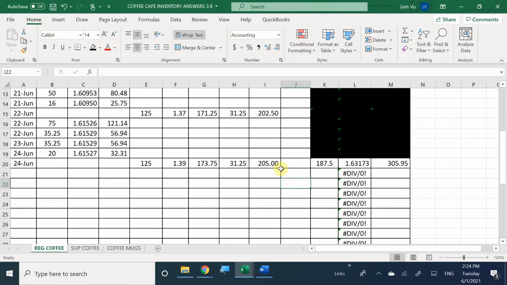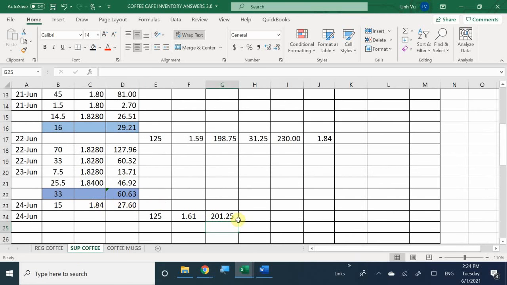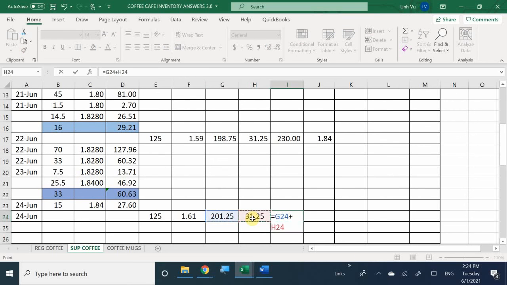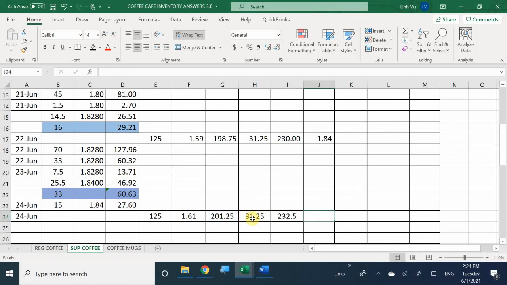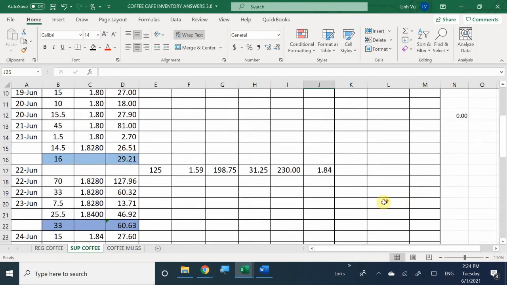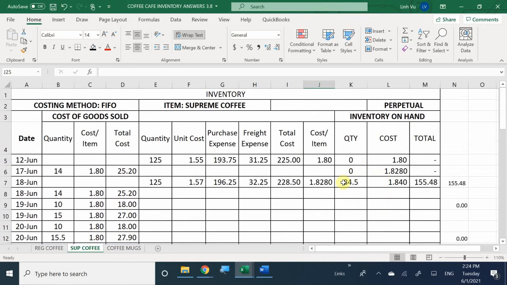And then I went over to Supreme Coffee to update it. Put in my freight of $31.25 to get a total of $232.50. This gives me a cost per item of 1.86 for that one. And then I moved that batch over into my inventory as well.